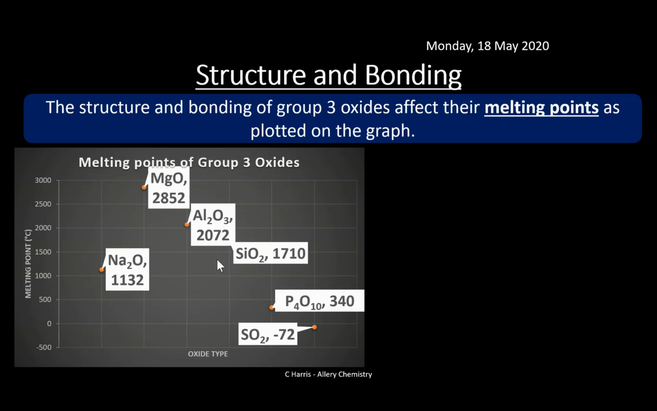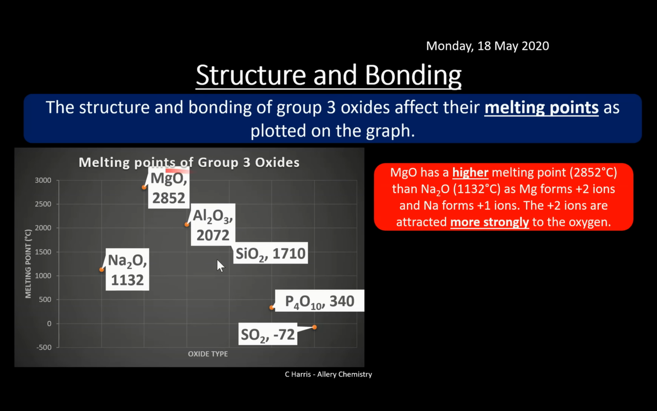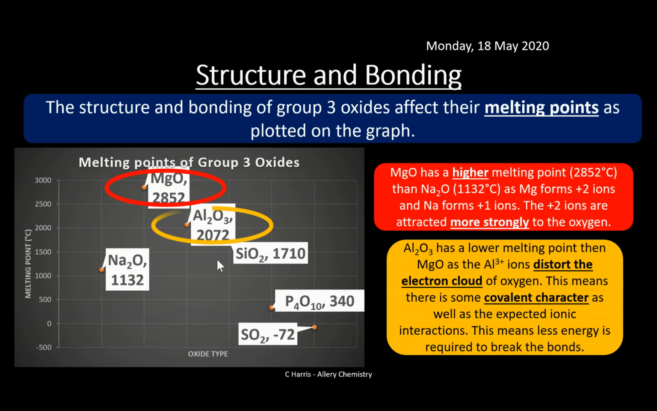So let's have a look at magnesium oxide out of all these three. Magnesium oxide has a higher melting point than sodium oxide. And this is because magnesium forms 2+ ions, sodium only forms 1+. And so remember, because they've got a bigger charge on them, they're going to have a bigger electrostatic attraction between the ions because they've got a higher charge density. So there's more charge per size of the ion. Okay, the ion is very similar in size to sodium. There isn't a significant difference in the size, but the charge is bigger, so the charge density is obviously much greater. So that's the key thing here.